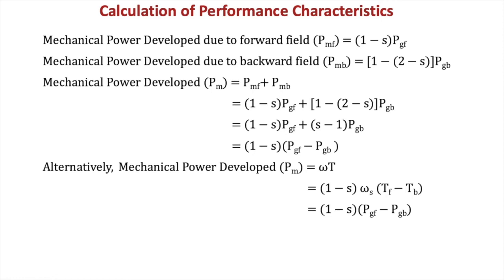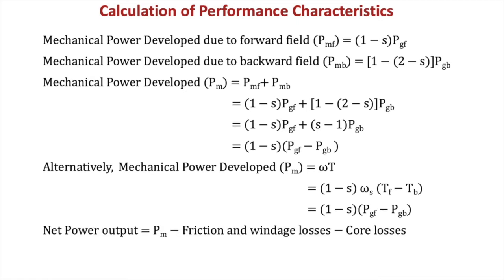Similarly, you can use the other terms, that is omega into T, which we have derived in the last slide. So the net power output will be given as the mechanical power developed minus the friction and windage losses and the core losses. So the efficiency will be output by input into 100.